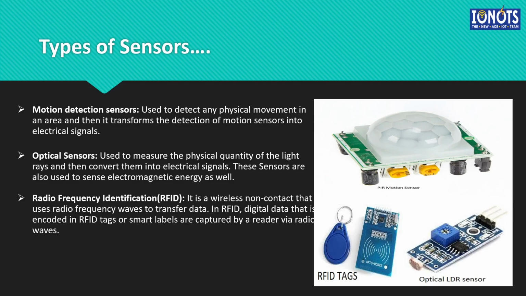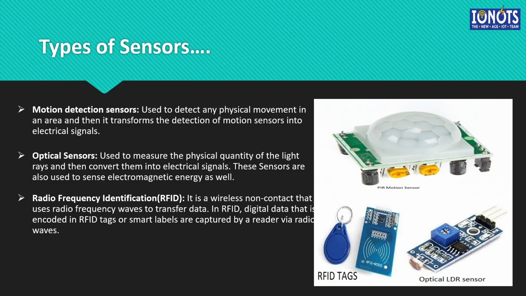RFID is just like barcoding. However, RFID has some advantages over other systems that use barcodes. The most remarkable advantage of an RFID is that an RFID tag can be read outside the line of sight, whereas barcodes must be aligned with an optical scanner.